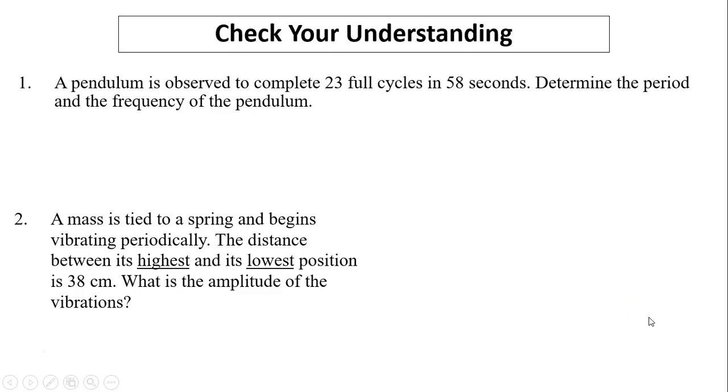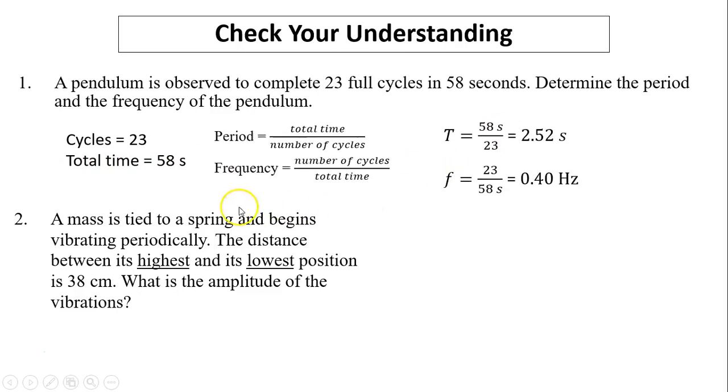Let's take a look at this example. A pendulum is observed to complete 23 cycles in 58 seconds. What are the period and frequency of this pendulum? Let's write down what we know: 23 cycles, and the total time is 58 seconds. Period is total time divided by the number of cycles, which is 58 seconds divided by 23. You'll have 2.52 seconds, so one cycle takes 2.52 seconds. Frequency is the opposite of period. It's the number of cycles divided by total time, which is 23 divided by 58 seconds. You have 0.4 hertz. Or you can see 0.4 equals 1 divided by 2.52.